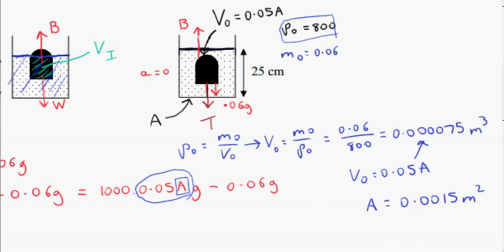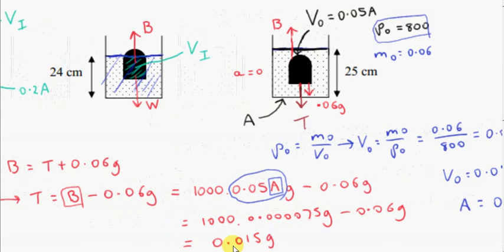Anyway, just to go back here, just to finish this. So we have 1000 times the volume of the object, which is 0.000075. Okay, so working this out, we get the tension. It's 0.015 times g newtons.